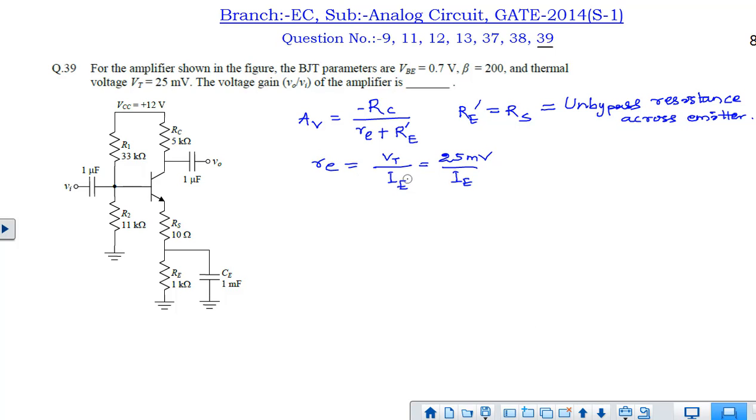So re is nothing but Vt by IE. Vt is nothing but 25 millivolt. We have to find out what is the IE. IE is nothing but the DC emitter current. For DC analysis, as you know, this capacitance will be open circuited, input voltage, all these capacitances will be open circuited, so we will have only this circuit.